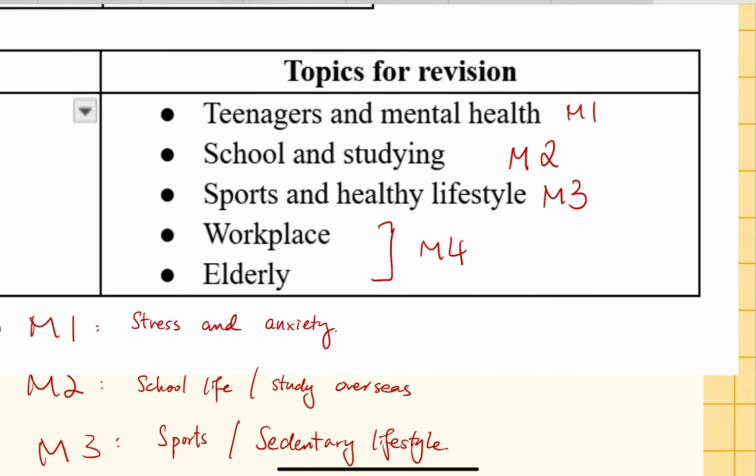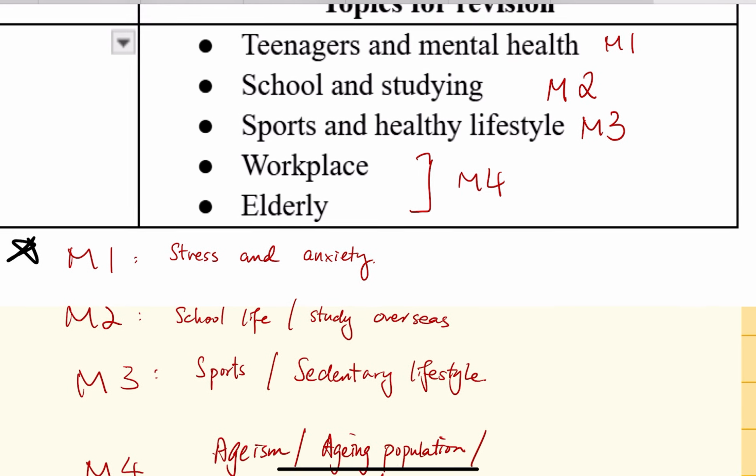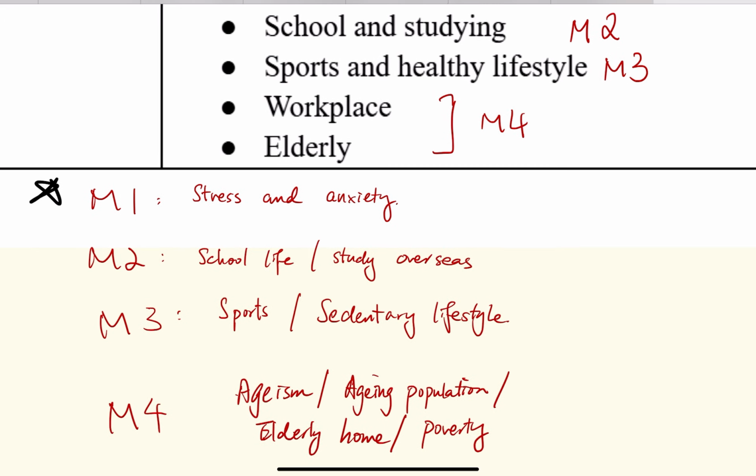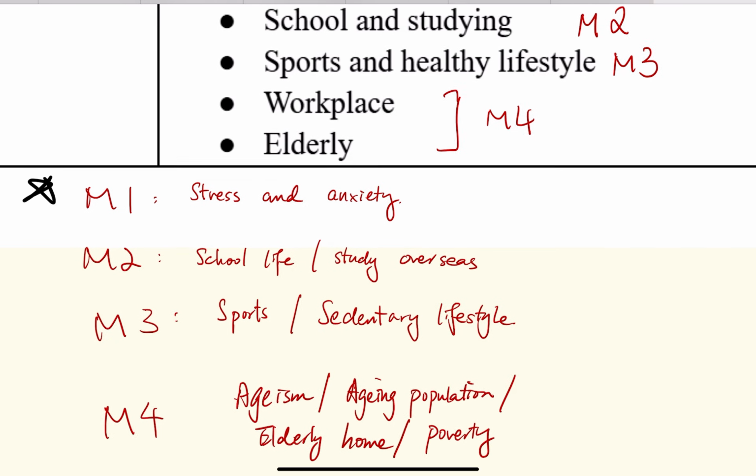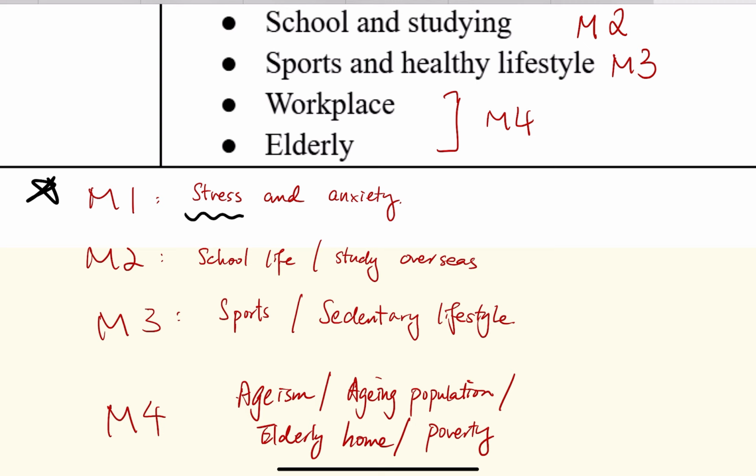Let me bring you to the topics for revision. There are 4 modules we have learned this year. We have teenagers and mental health, we have school and studying, we have sports and healthy lifestyle, and we have also studied workplaces and elderly. To give you more details, for Module 1, for teenagers and mental health, we have studied about the stress and how teenagers are facing anxiety in their family, at school, and in their personal life.